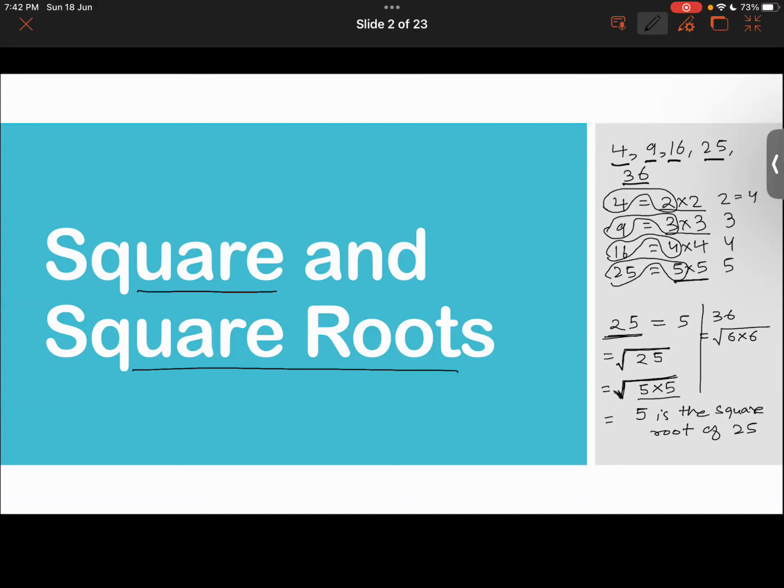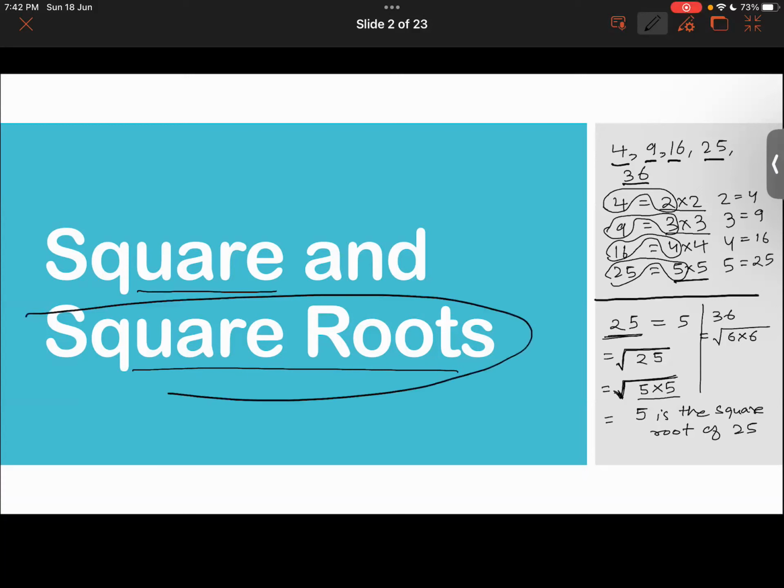The square of 2 is 4. The square of 3 is 3 multiplied by 3, that is 9. The square of 4 is 4 multiplied by 4, that is 16. And the square of 5 is 5 multiplied by 5, that is 25. Now, what about the square root here? What does this square root word mean here?